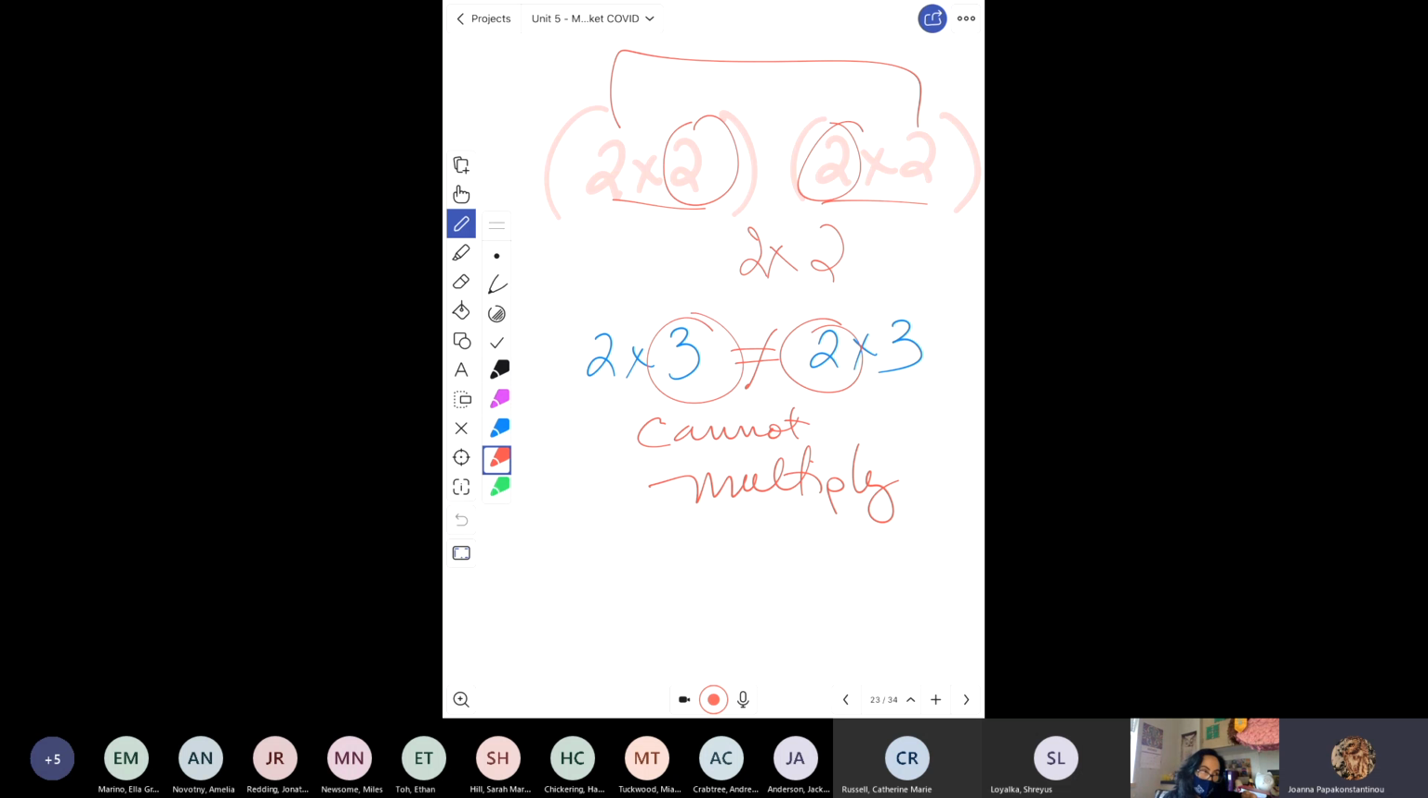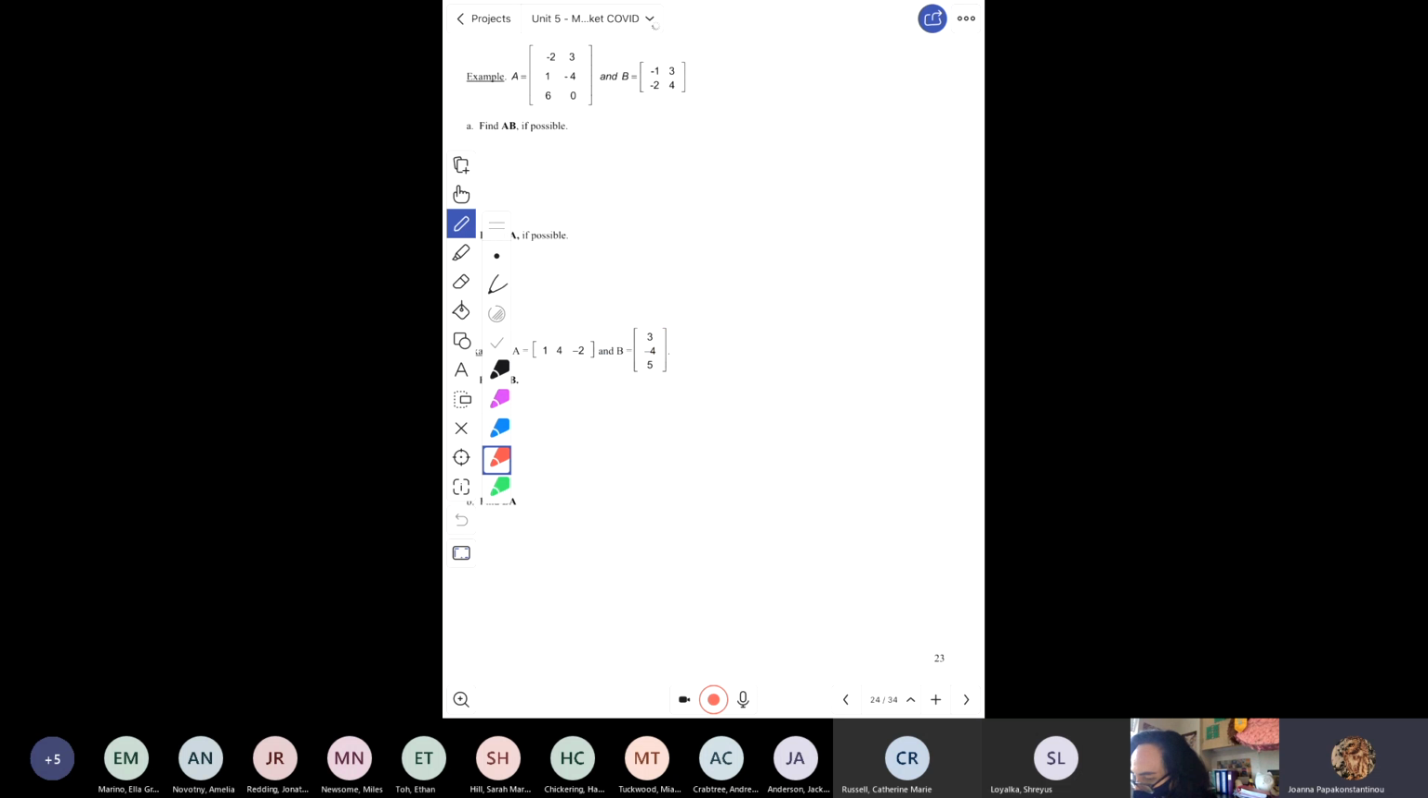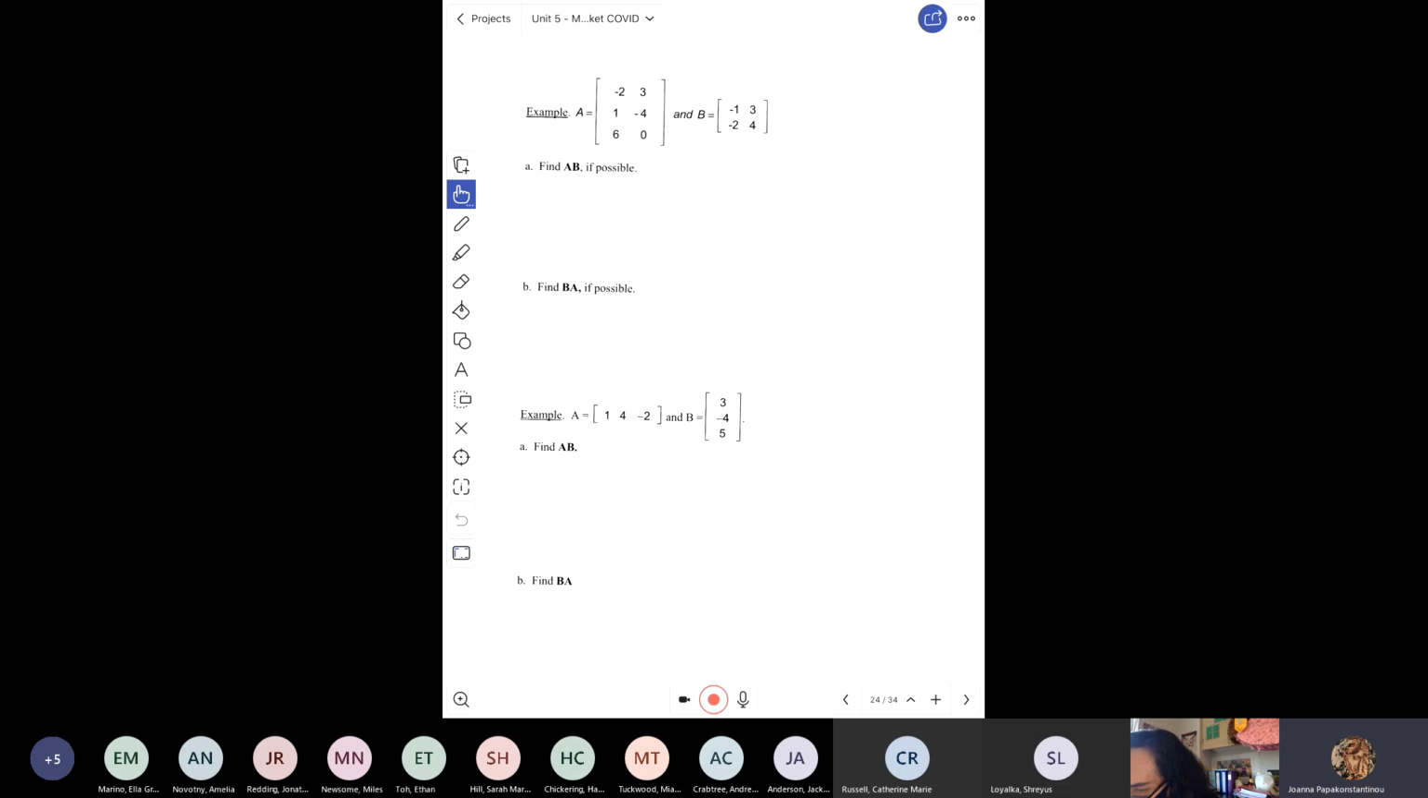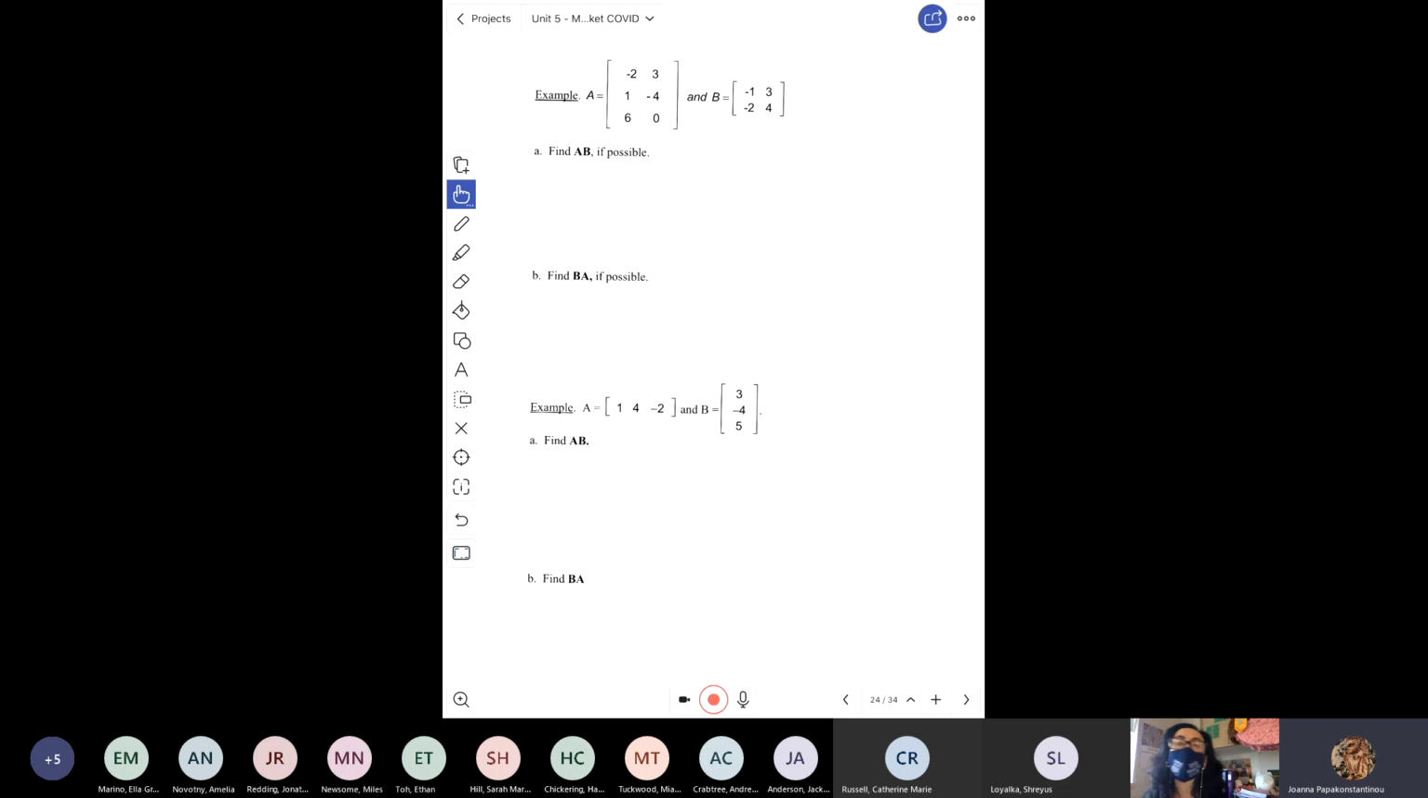The number of columns in the first matrix has to equal the number of rows in the second matrix. The order of the product is the number of rows in the first matrix by the number of columns in the second matrix. All right. Shall we do some together? Yes, here we go. It's not bad. You just have to practice it.